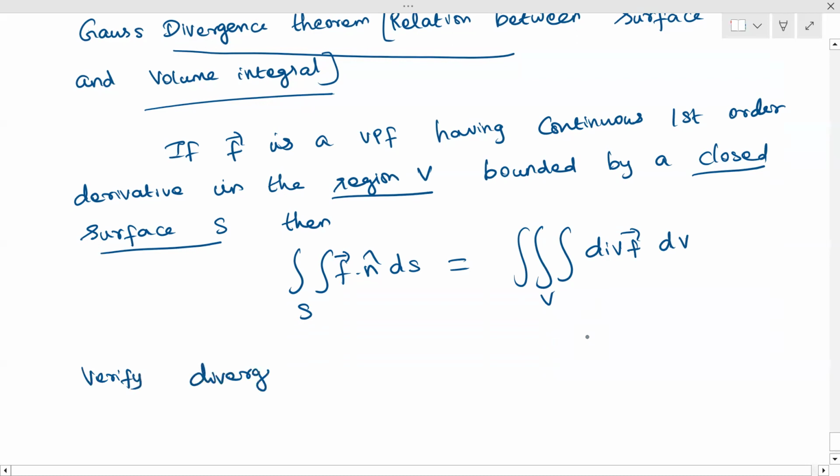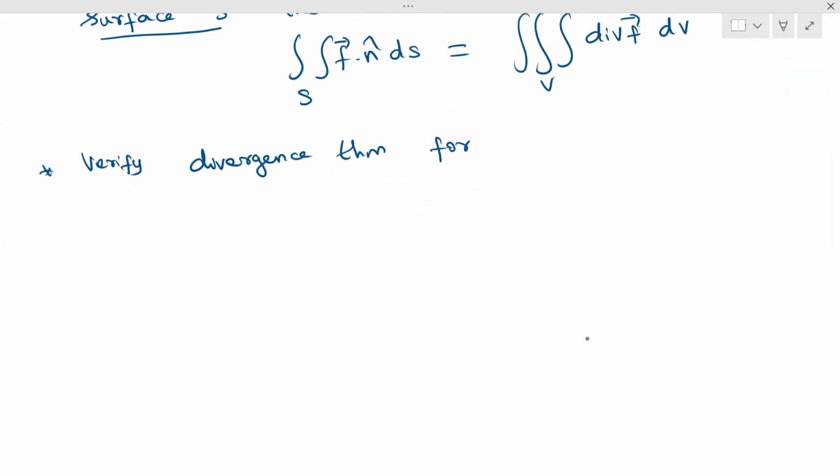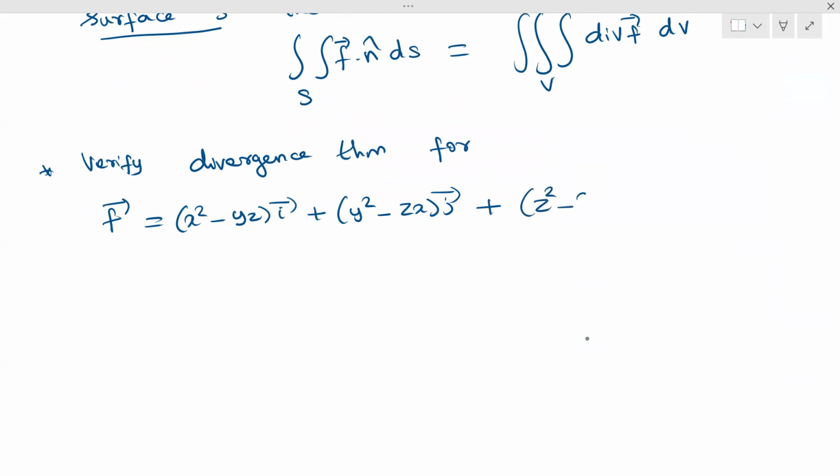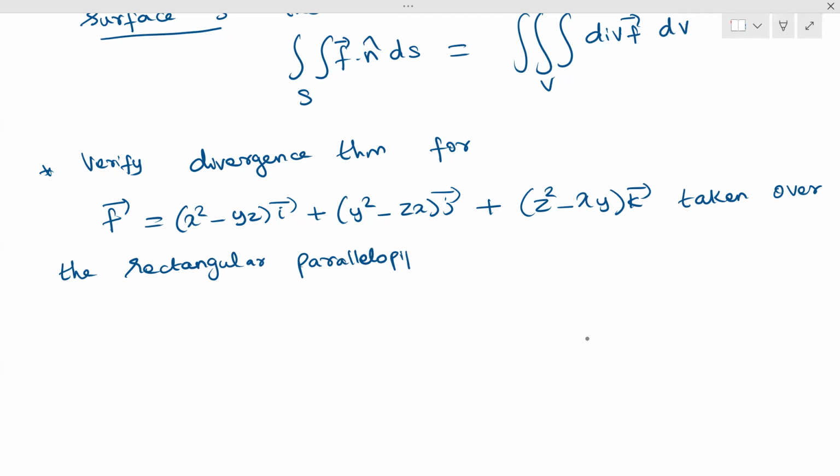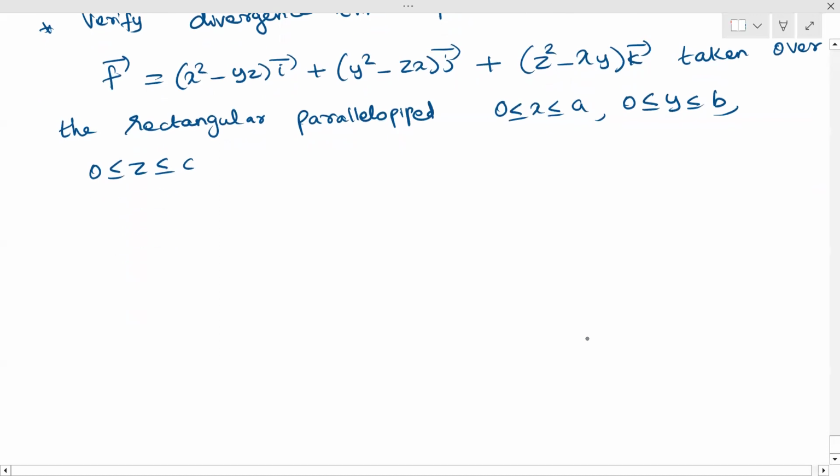Verify divergence theorem for F vector given by x square minus yz i plus y square minus zx j plus z square minus xy k taken over the rectangular parallelepiped, where x varies from 0 to a, y from 0 to b and z from 0 to c. Here the given surface is a rectangular parallelepiped.